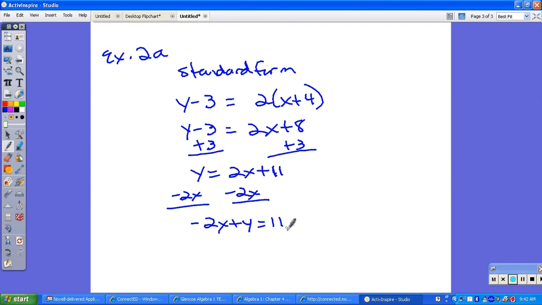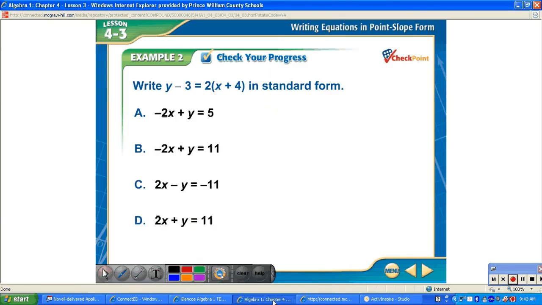I'm going to multiply through by my -1, if you remember that. And so my problem is going to be 2x minus y equals negative 11. I have now gone from point slope to standard form. So that's how that one works. Now, let's go to that one. And so our answer should be C. And that's exactly what we got.